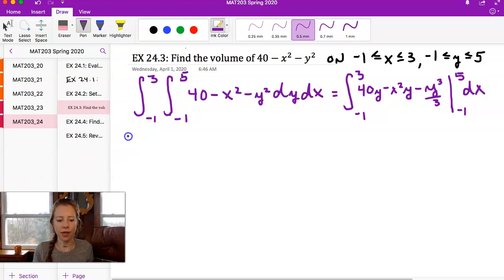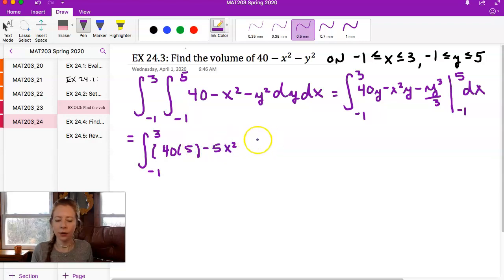And so this is going to be equal to the integral from -1 to 3. Now let's plug in our 5, and then we need to subtract off our -1. So we're plugging in our 5 for y, make sure. So it's going to be 40 times 5 minus 5x squared minus 5 cubed over 3.